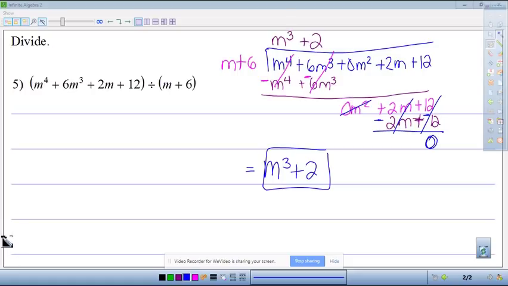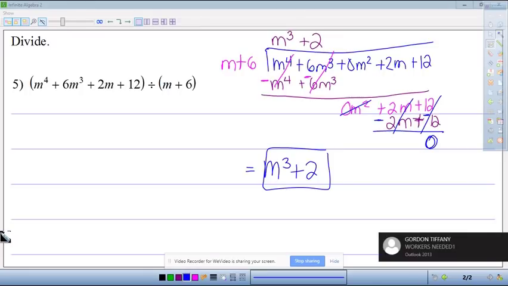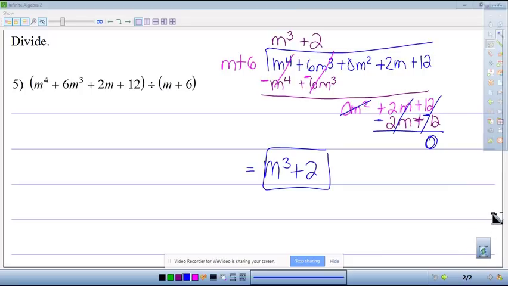So notice, polynomials are not closed under division. The result of division is sometimes a polynomial, and it is sometimes not a polynomial. So if you are trying to check if the result of the division of two polynomials is a polynomial, you will have to actually divide it and make sure there is 0 remainder.